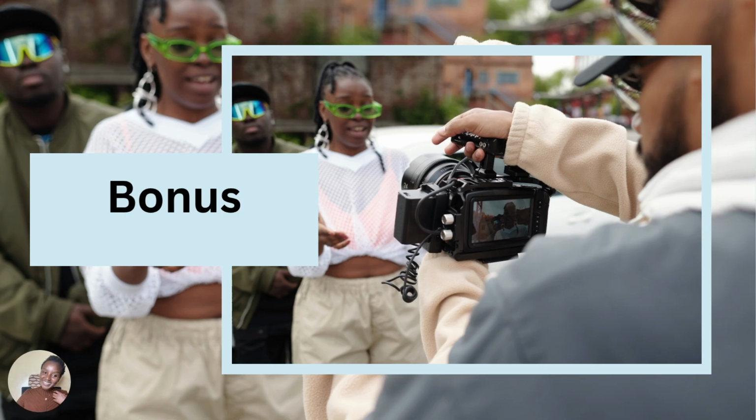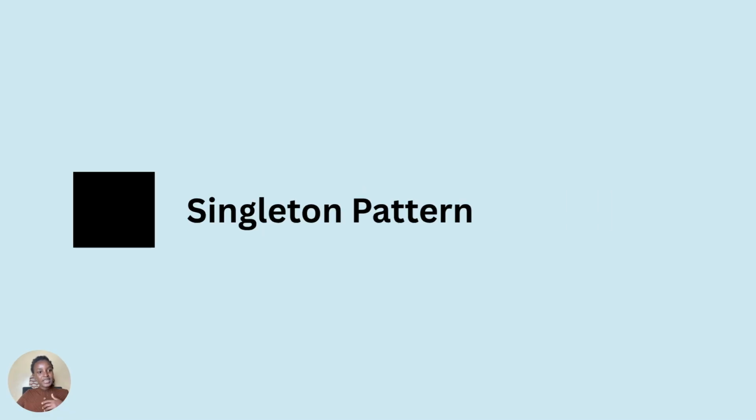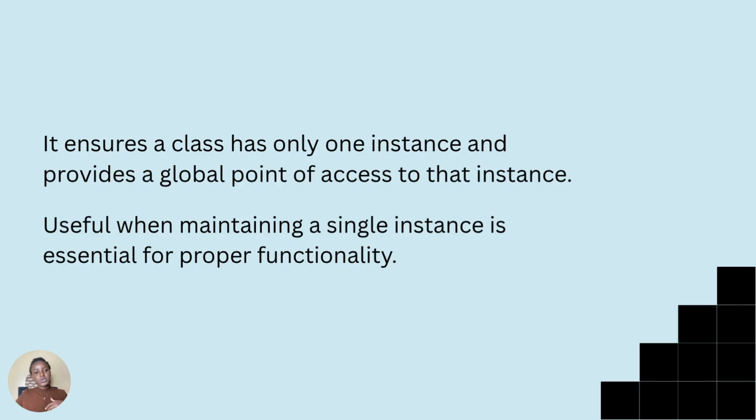And I have a bonus. Let's look at it. The singleton pattern. What is it? It ensures a class has only one instance and provides a global point of access for that instance. It is useful when maintaining a single instance is essential for proper functionality. We'll see this, so don't worry.